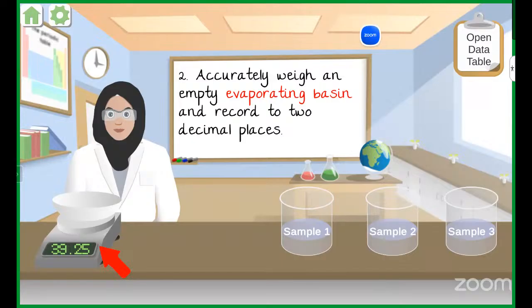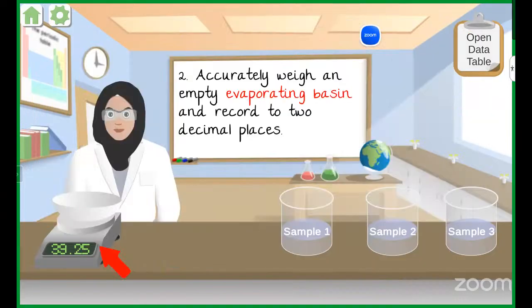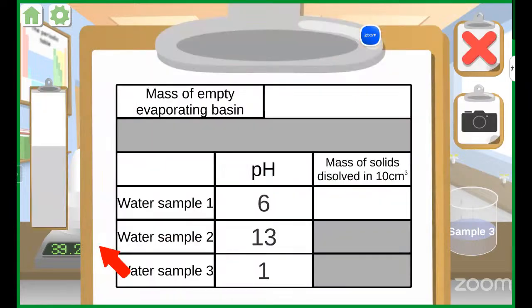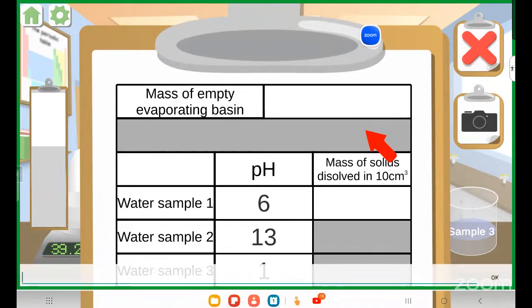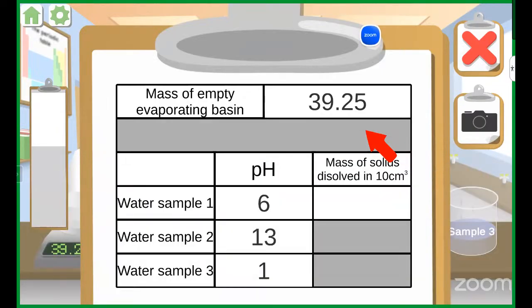39.25. Okay, that is the weight of the empty evaporating basin. So the mass of the empty evaporating basin, we're going to put that here. Did you say 39.25? Yes, sir. Okay, so we get its weight there.